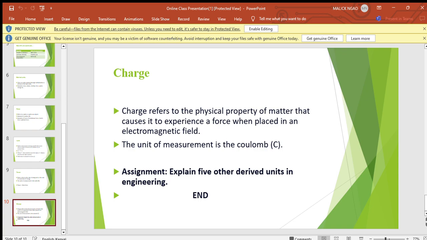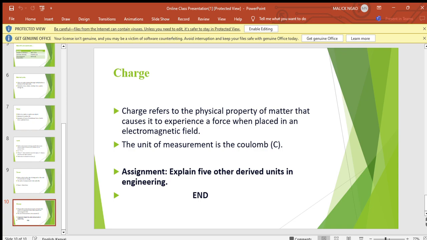Charge refers to the physical property. So remember, charge can either be positive or negative. So if you have a negative or positive charge and we place it in an electromagnetic field, then that charge will experience some force. And that force, as we saw during the last lesson, is normally related by Coulomb's law. The unit of measuring charge is the Coulomb. If you want to determine the charge, you normally measure it in the unit of Coulomb.